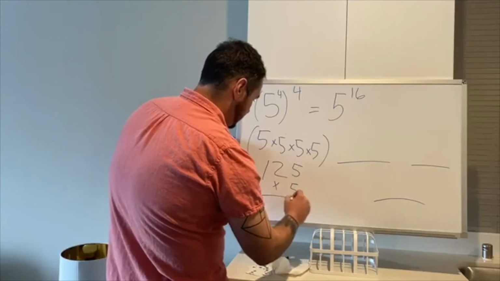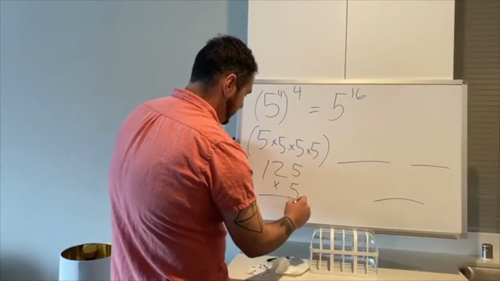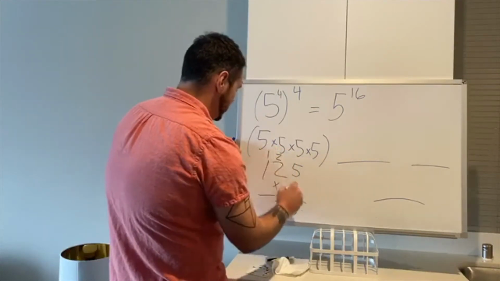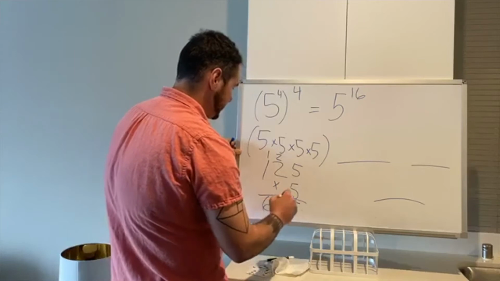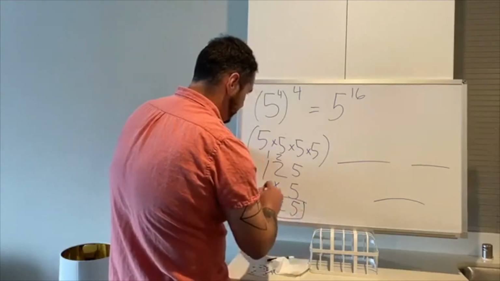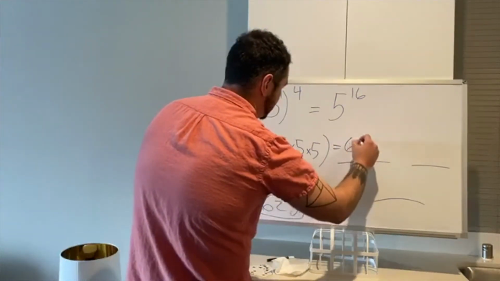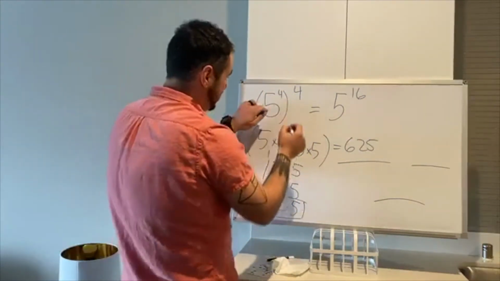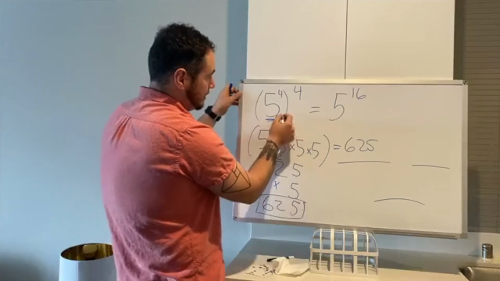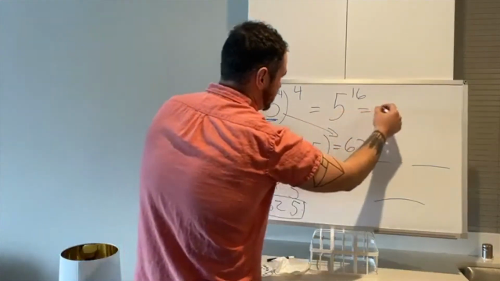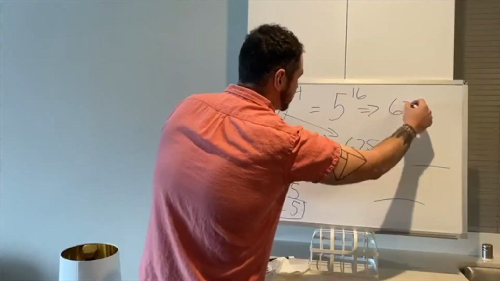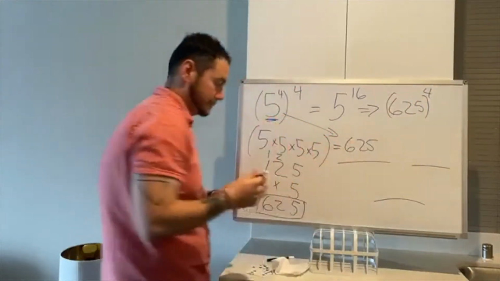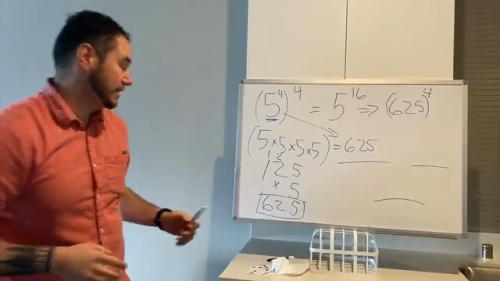So we'll do basic carry. 5 times 5, 25. 5 times 2, 10, 11, 12. 5 times 1, 625. Alright? So 5 to the 4th power is 625. And so then we know that this number, 5 to the 4th power, is 625. So what you can then change it to is 625 to the 4th power. Alright? So that's the simple way.